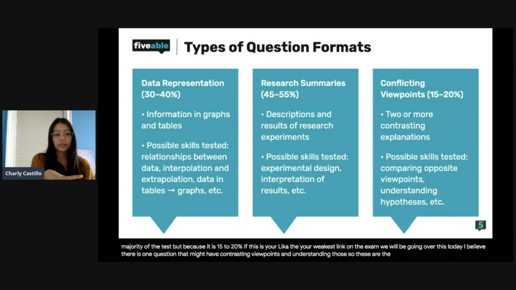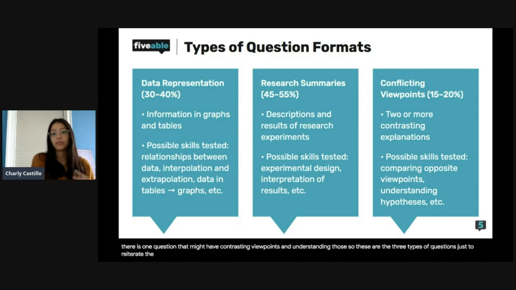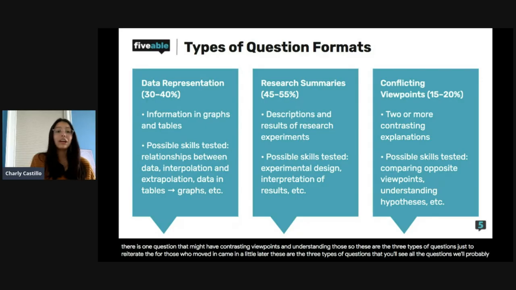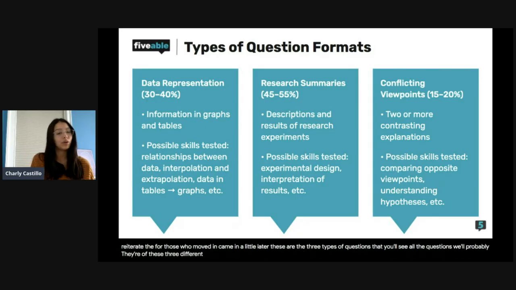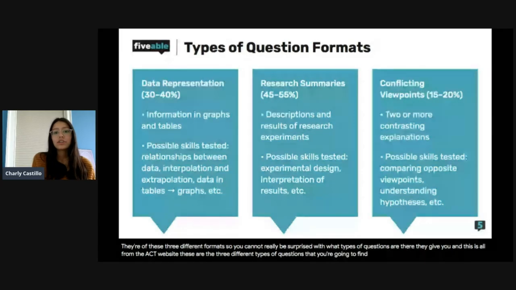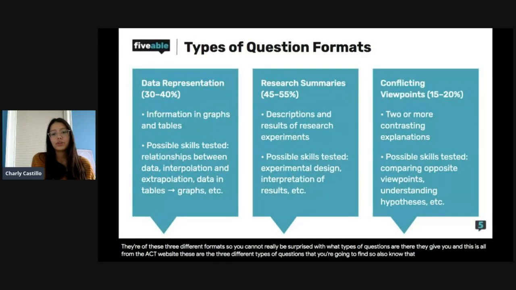So these are the 3 types of questions, just to reiterate for those who came in a little later. These are the 3 types of questions that you'll see. All the questions will probably, actually definitely, go into one of these 3 different formats. So you cannot really be surprised with what types of questions are there. They give you, and this is all from the ACT website, these are the 3 different types of questions that you're going to find.